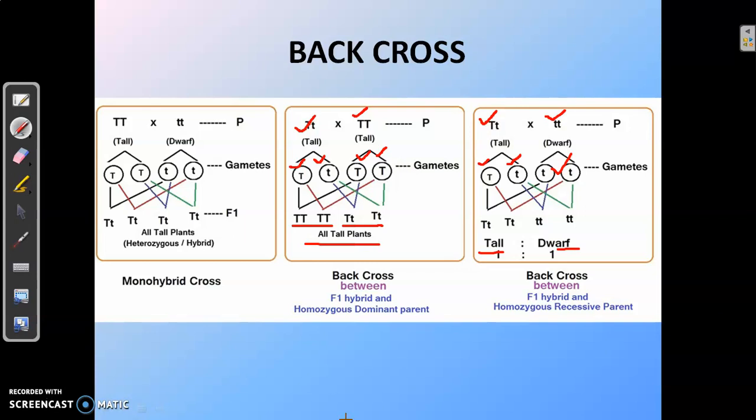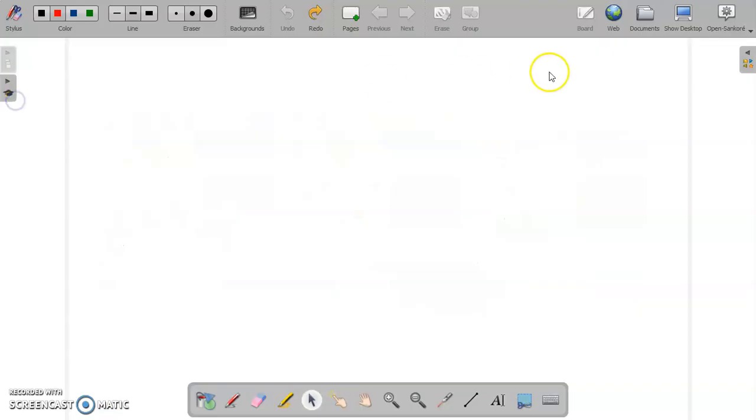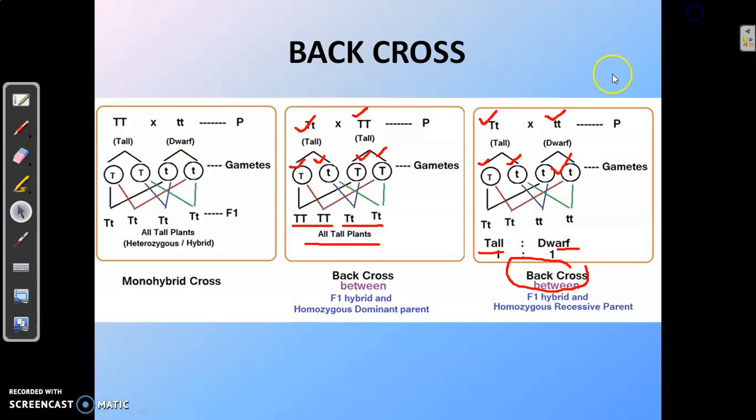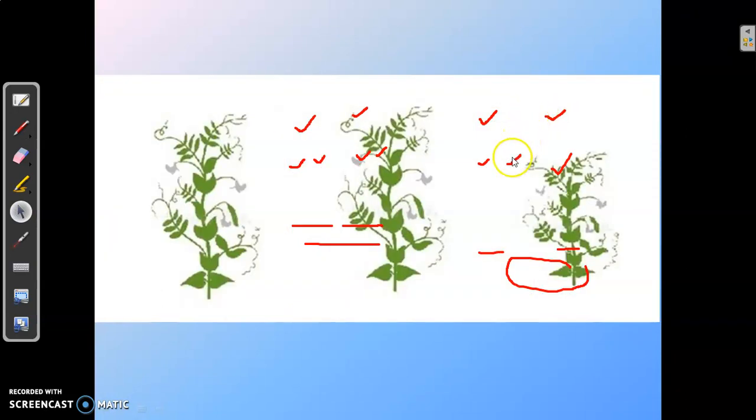Now this second example, where an F1 hybrid is crossed with a homozygous recessive parent, this second type of back cross is also known as a test cross. Now let us understand why this test cross is so important in genetics. Now what is a test cross?